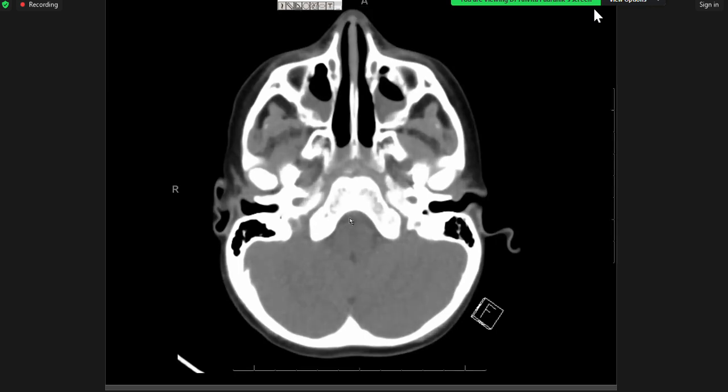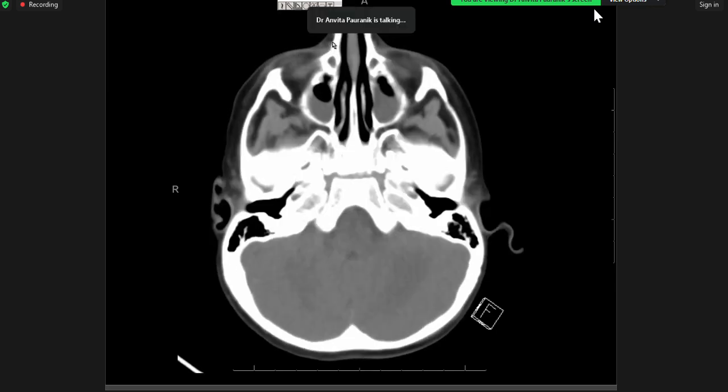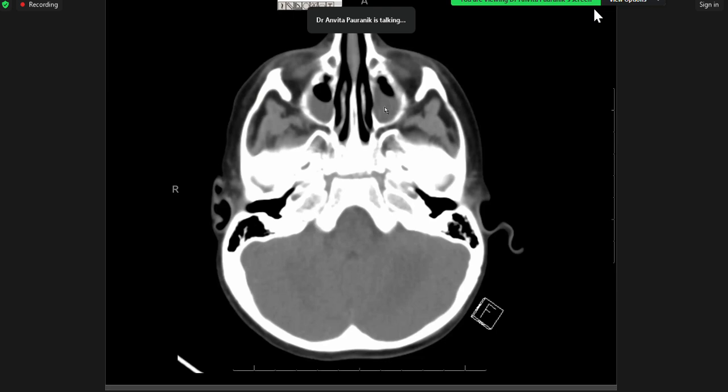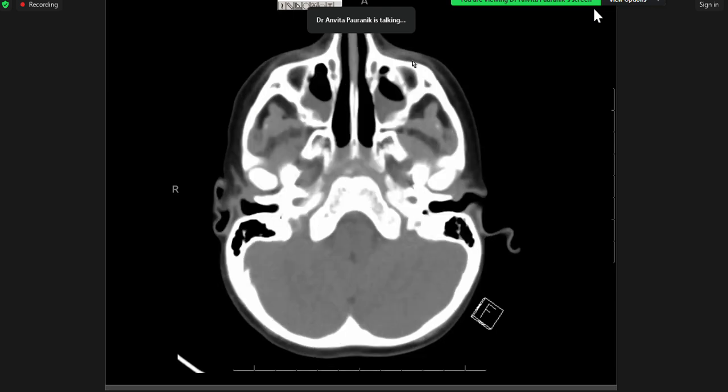No, ma'am. The mastoids are fine. There is no abnormality in the external auditory canal. Okay. And what about the maxillary sinus? There is no bulging. Yeah. So maxillary sinuses, how will you describe this?